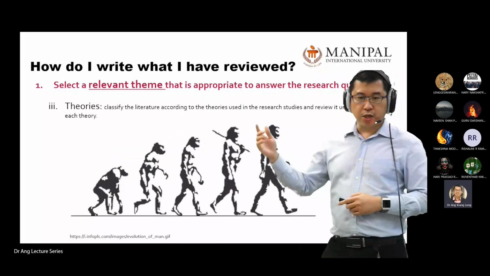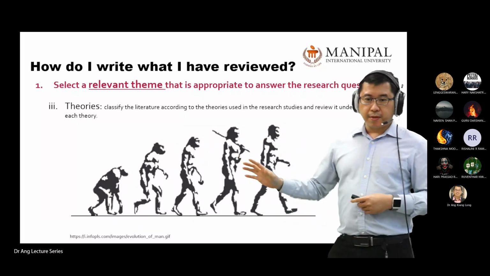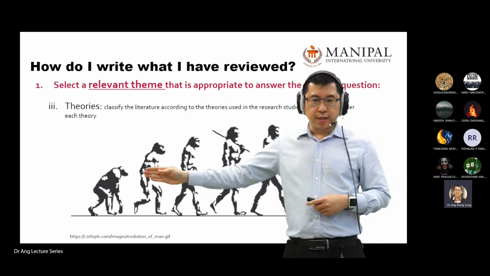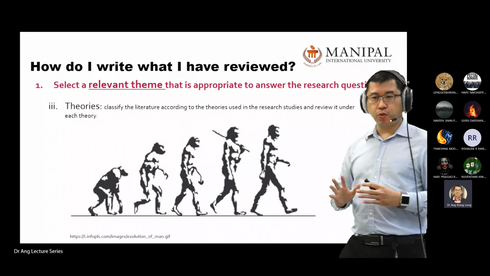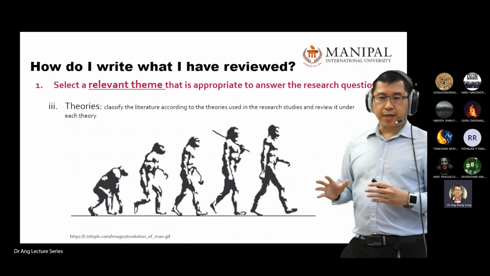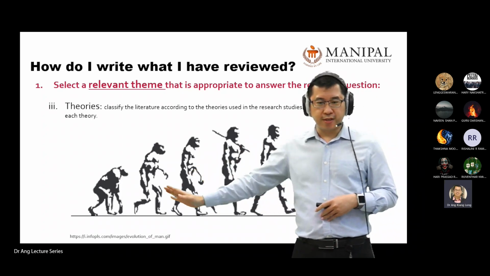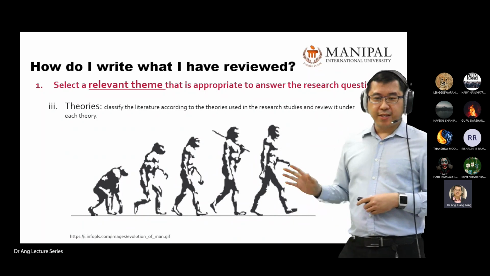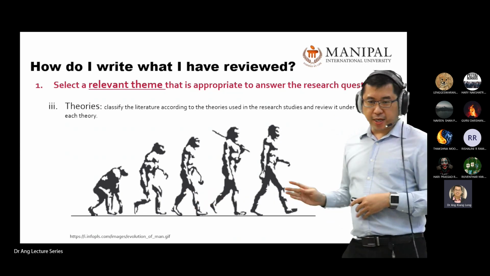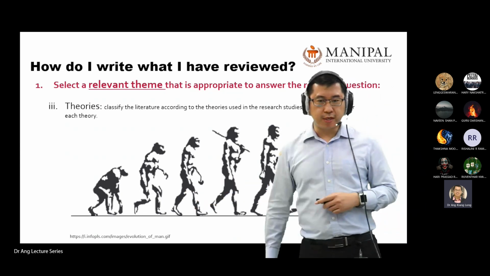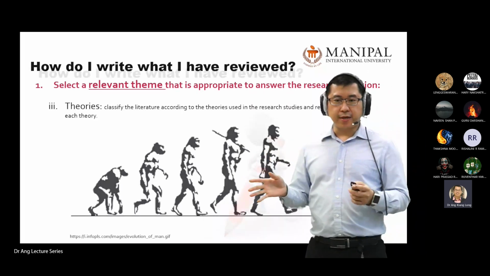Another one means you can group them based on theory. If you review on theory, you group them based on the old theory until the new theory. Okay, this is also one part of when you do a review paper. But I think at this stage, you can avoid this one. Okay, so when you do a theory review, then you can use this approach. Okay, so you can choose your style of writing, right?